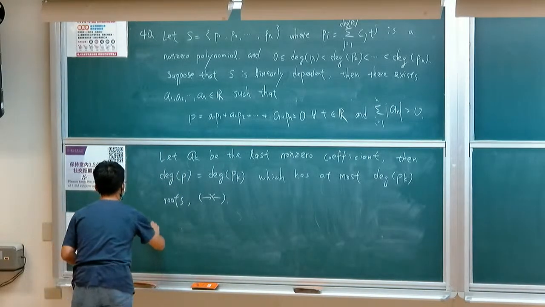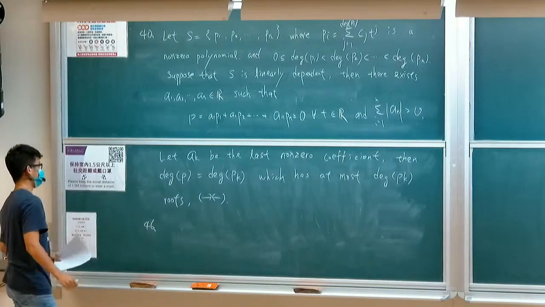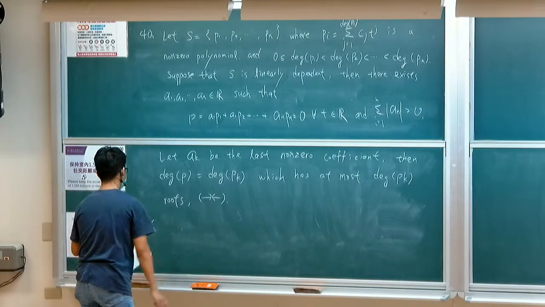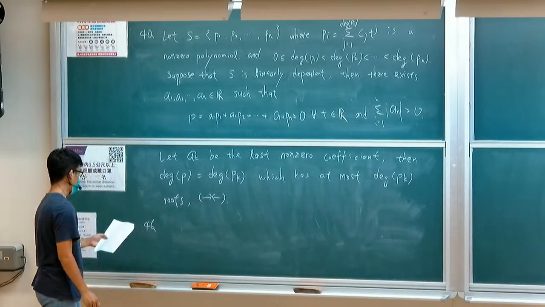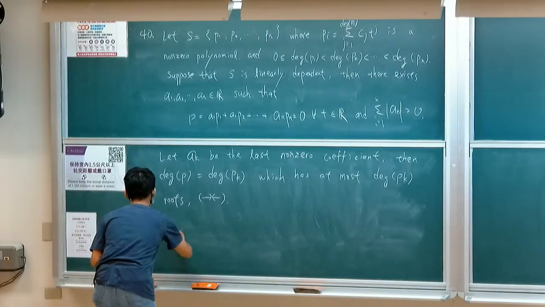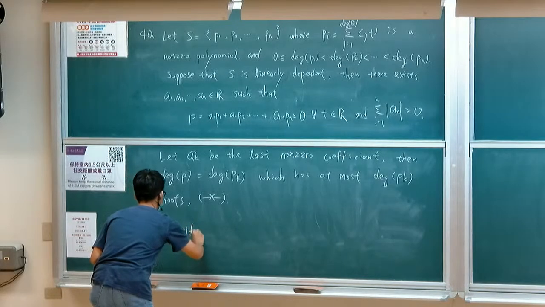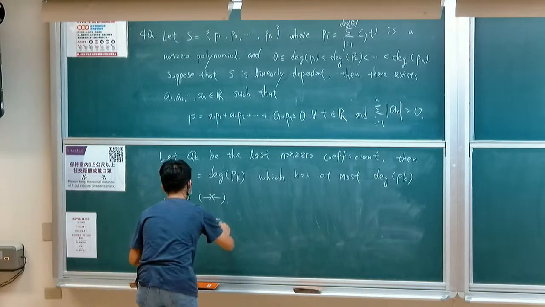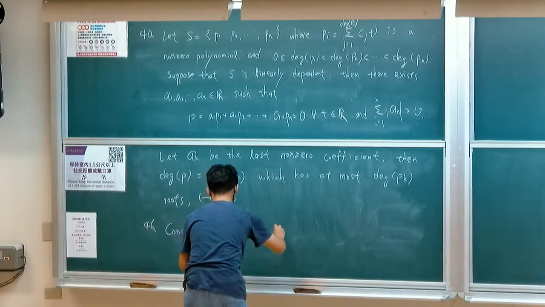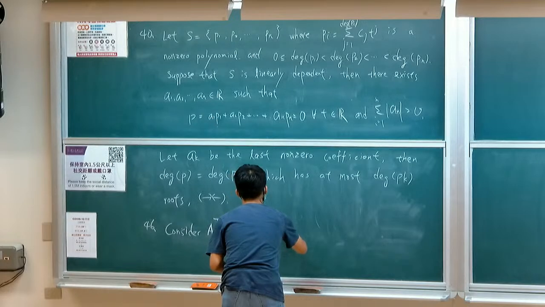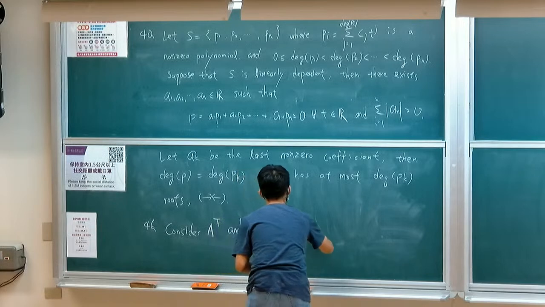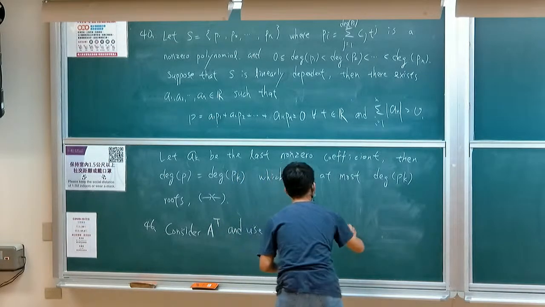For exercise 46, you just need to use theorem 7 in the textbook. And for the rows, just take the transpose. Consider A transpose and use theorem 7 in the textbook.